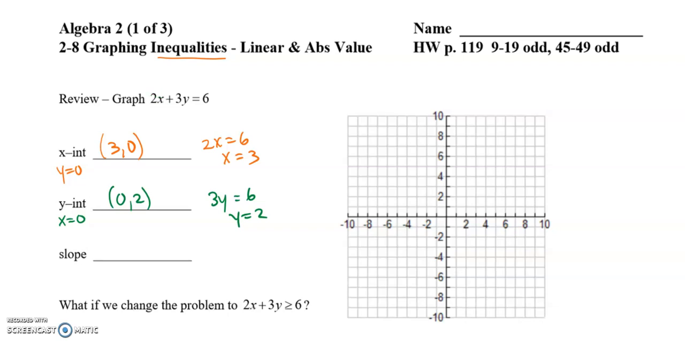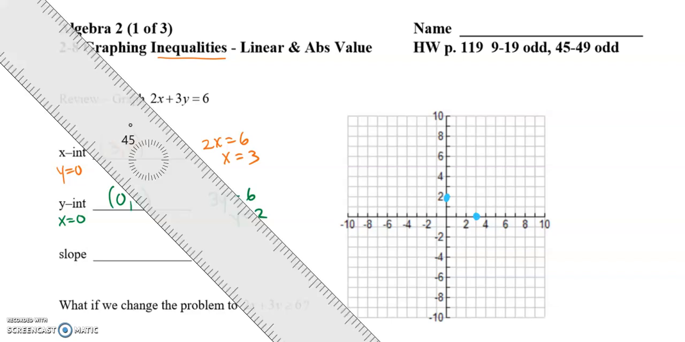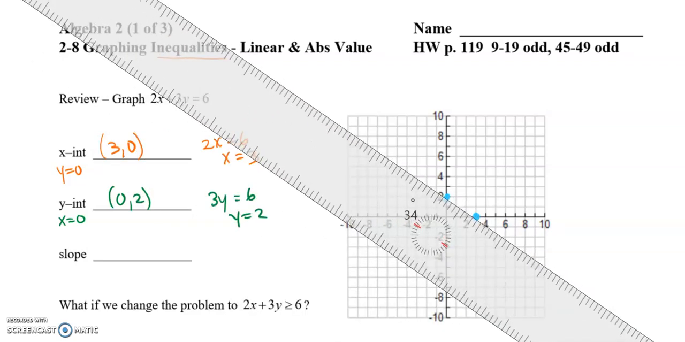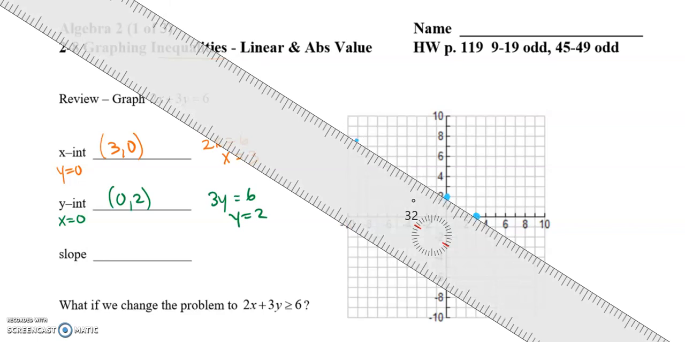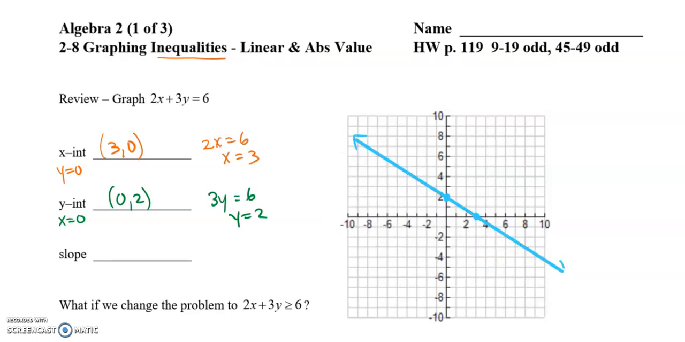So if we graph those, here's 3, 0, here's 0, 2. There is my line when I see those dots. Let's put the ruler on here. Love the ruler. Whoever reminded me of the ruler, thank you very much. And put some arrows on the end because it's a line. Goes on forever in both directions. One of your geometry things. So there's a graph of our line.